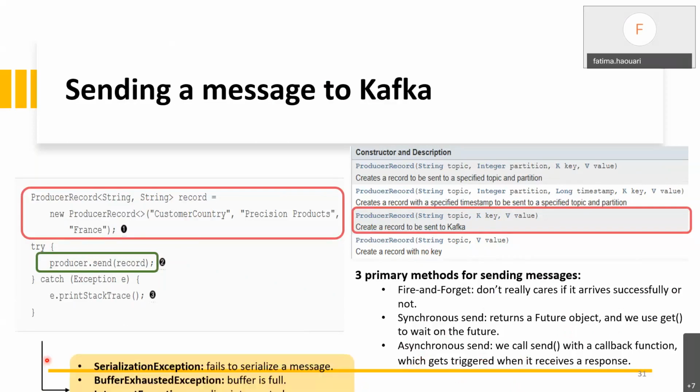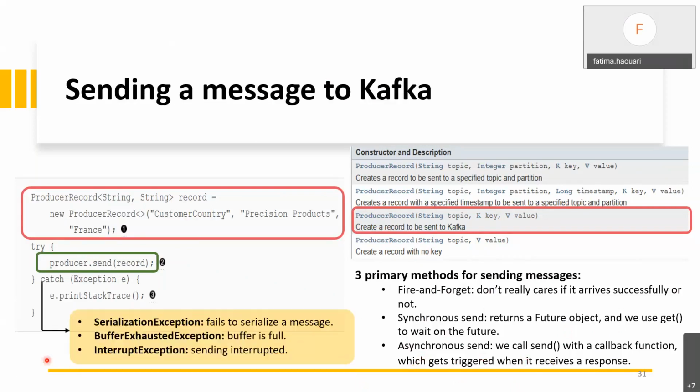So here they are using fire and forget, but still they are catching exceptions here, because we can have different exceptions like serialization exception when it fails to serialize a message, buffer exhausted exception when the buffer is full, and interrupt exception if sending is interrupted for any reason.